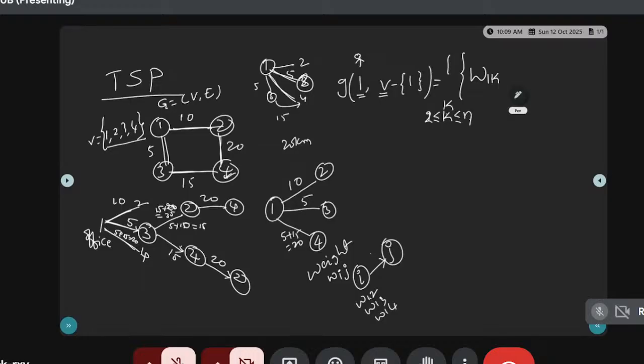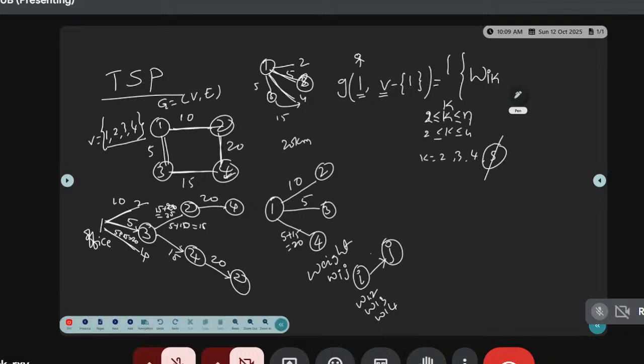కేలో ఇది ఎన్ వాల్యూ 4 అయితే ఏమైతే అప్పుడు 2 లెస్ దెన్ ఆర్ ఈక్వల్స్ టు కే లెస్ దెన్ ఆర్ ఈక్వల్స్ టు 4 అంటే కే మే బి 2, నెక్స్ట్ వాల్యూ 3, నెక్స్ట్ 4, బట్ నెక్స్ట్ 5 కాదు, అప్ టు 4 ఓన్లీ. కే వాల్యూ 2 అంటే W of 1 K means that K may be 2, K may be 3, K may be 4. 4 node cycle.